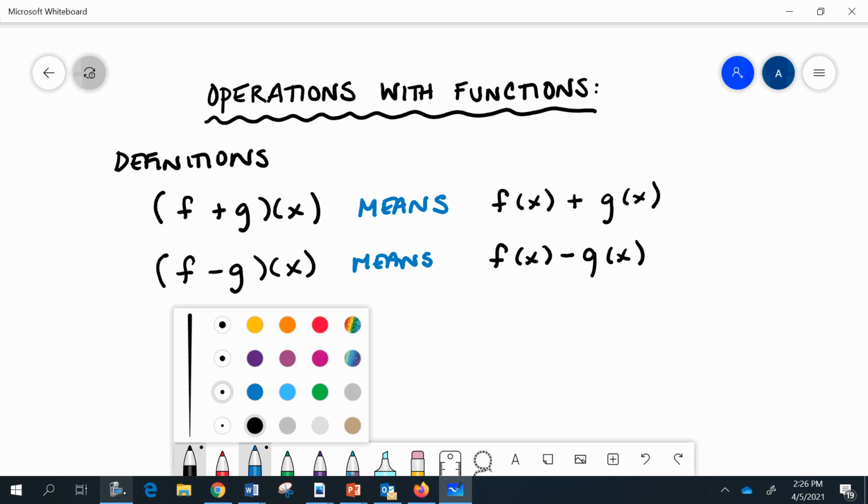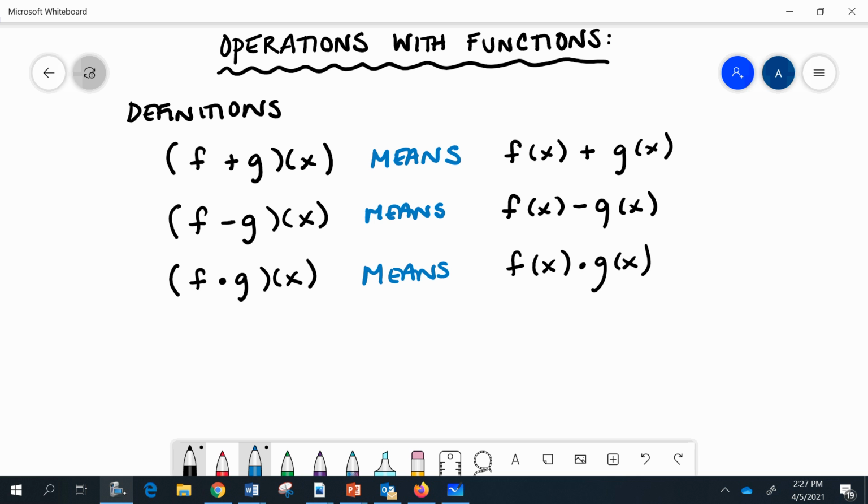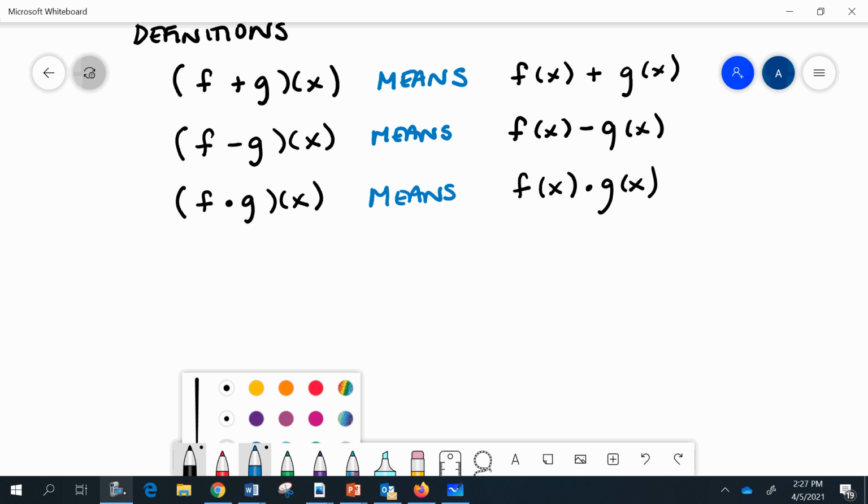The last operation that we talked about is multiplication. If we have f times g of x, again, what this means is we're going to take the f of x function and multiply it by the g of x function and work through that. So let's look at a couple of examples. That was a good reminder of the definitions.